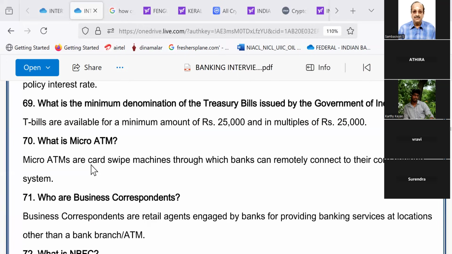The salary of a clerk in 1969 when I joined was 330 rupees. What is the salary now offered in banks for clerks? 40,000, sir. Same way, yesterday one advertisement has come. New India Assurance, they have also told 40K. Clerk's salary is 40,000 plus. Very good.